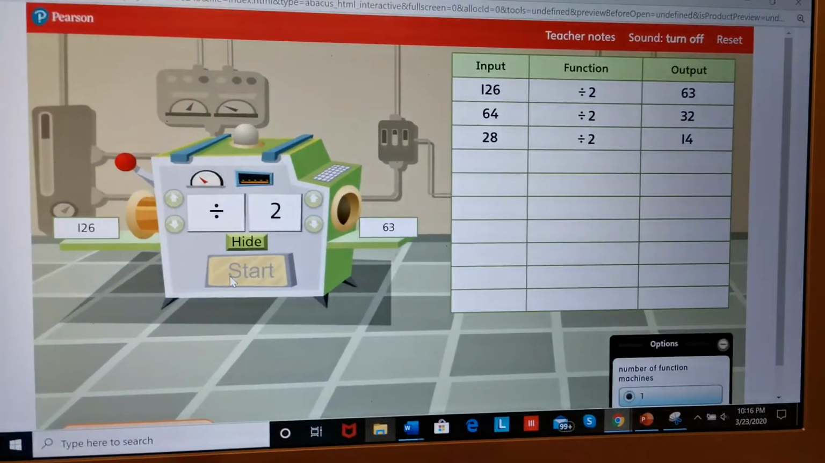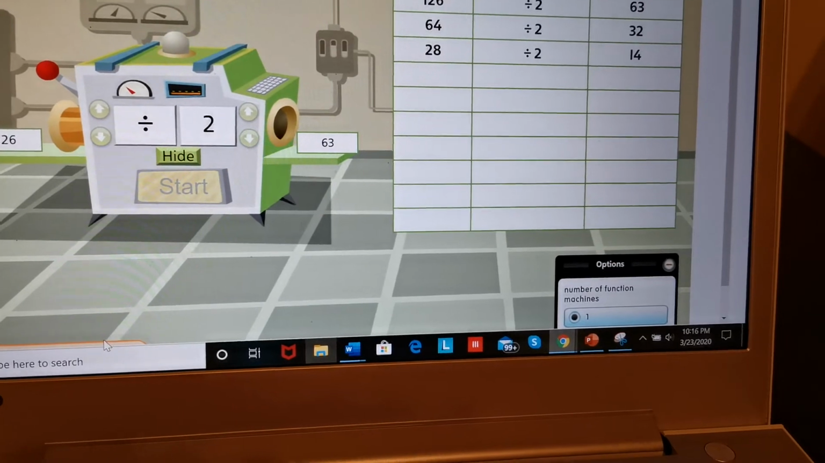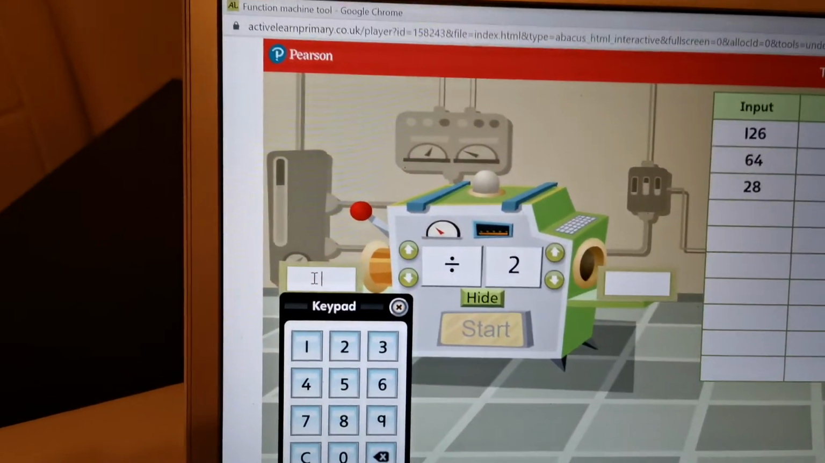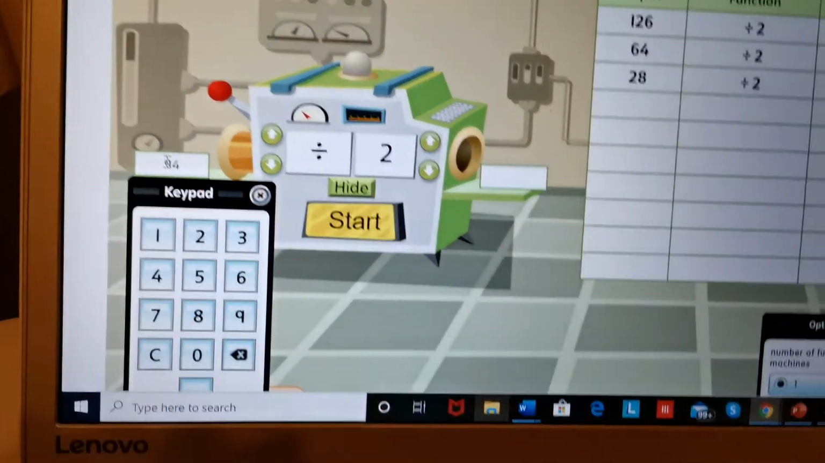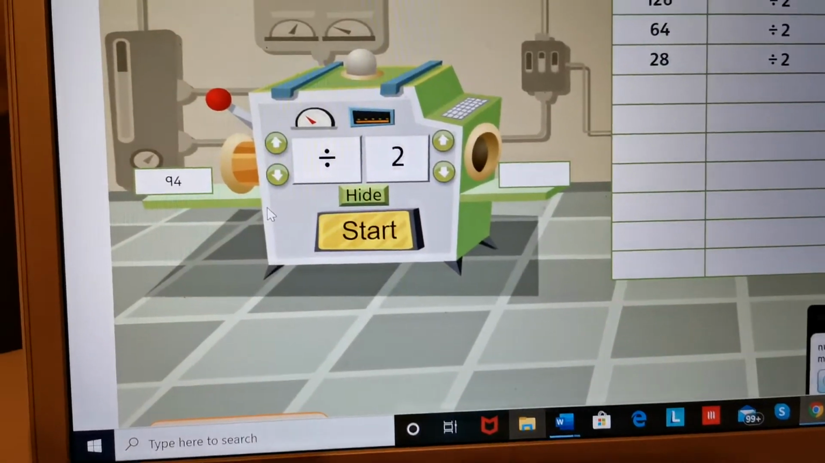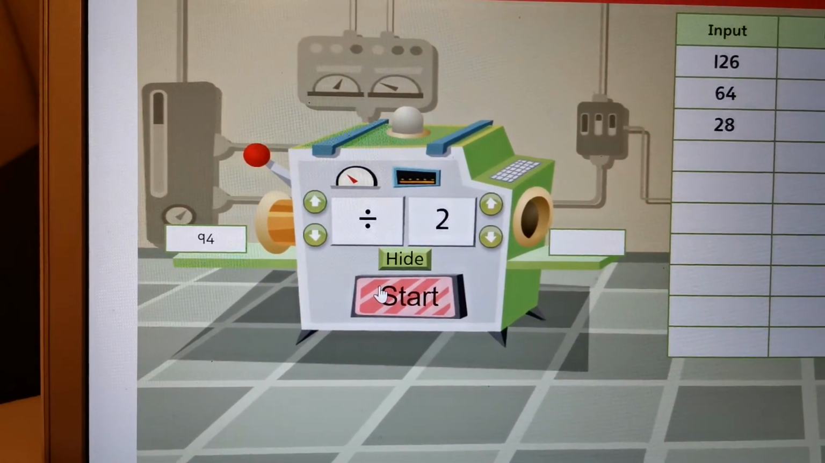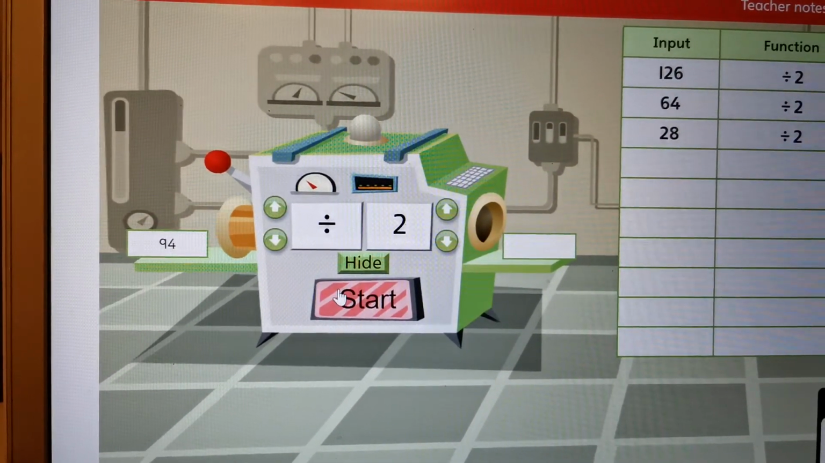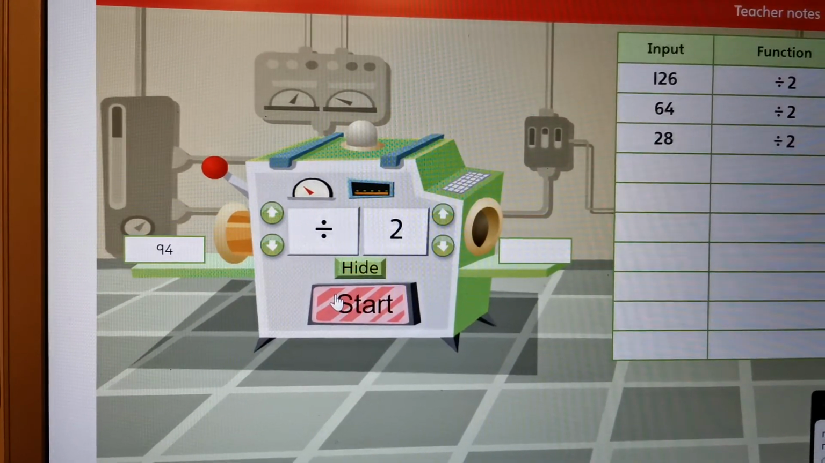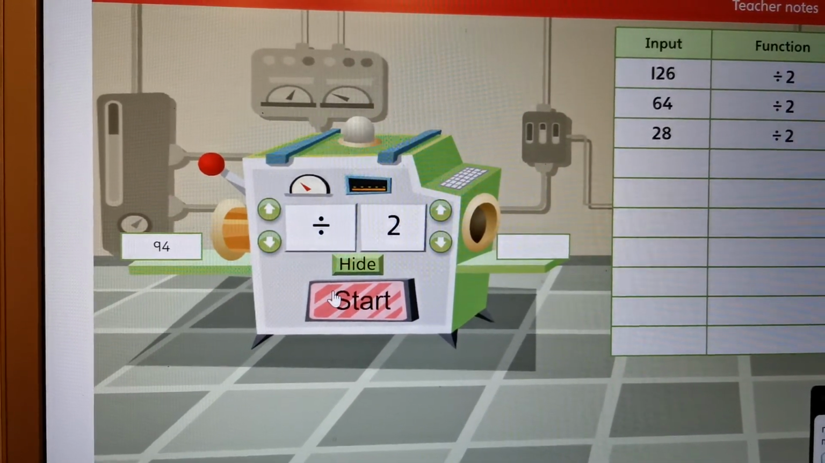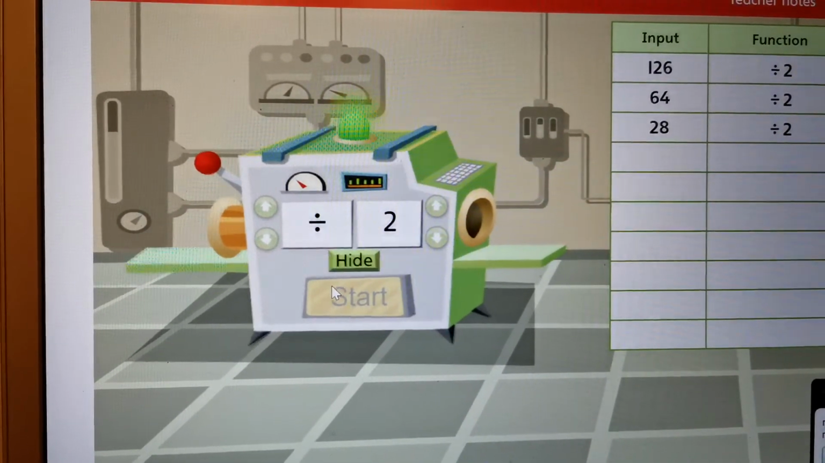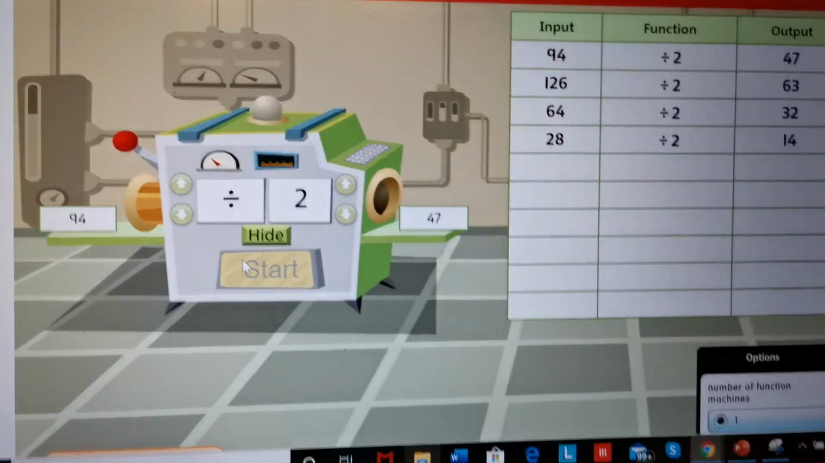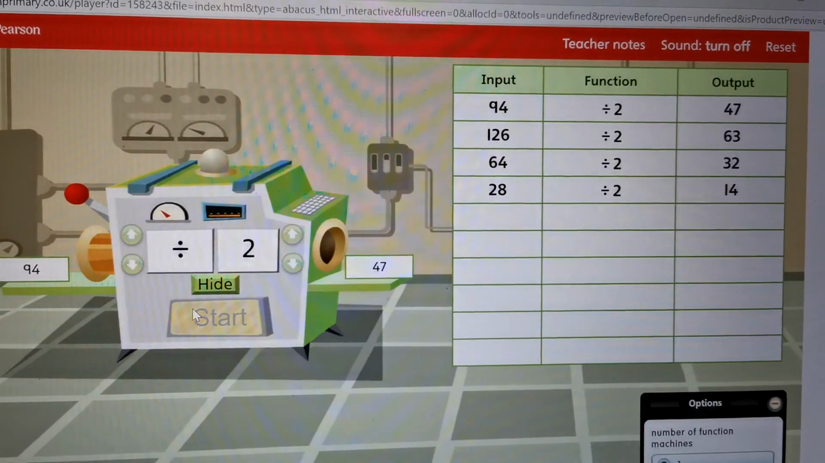Okay, let's just try one more. Try to make this one a little bit trickier. Okay, let's see. 90, let's try 94. Okay, going back down to a two-digit number, but I'm sure you know why. Again, if you need more time, just pause it and have a go. All right, 47. So who found that one a little bit trickier?